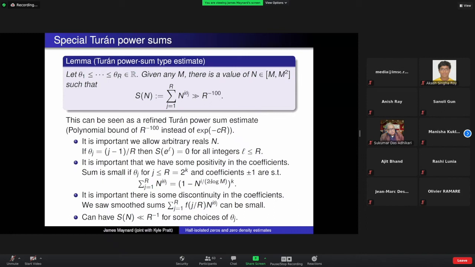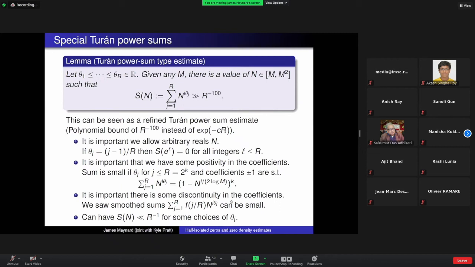And the point here is that whenever n is between m and m squared, this quantity is going to be exponentially small. And this will show that you couldn't possibly have a polynomial lower bound. So it's very important, therefore, that we don't allow arbitrary ±1 coefficients. And so we have some sort of positivity in our setup.